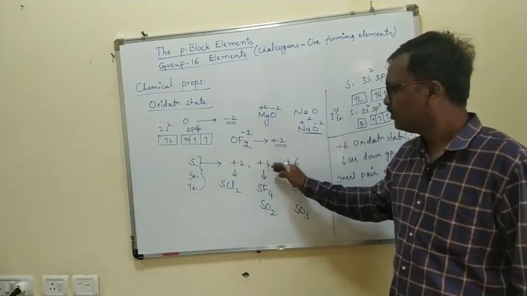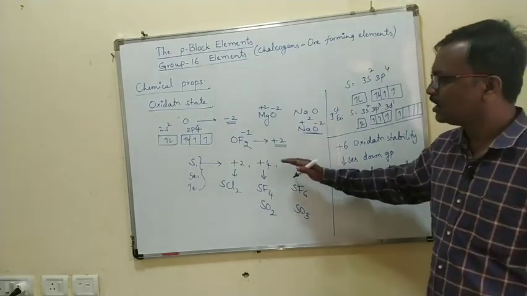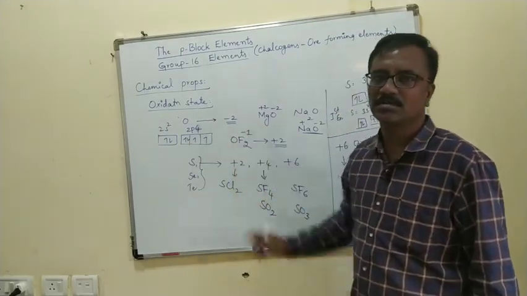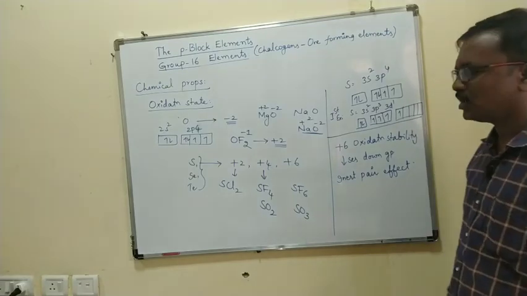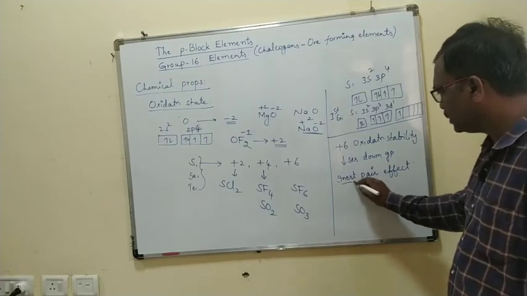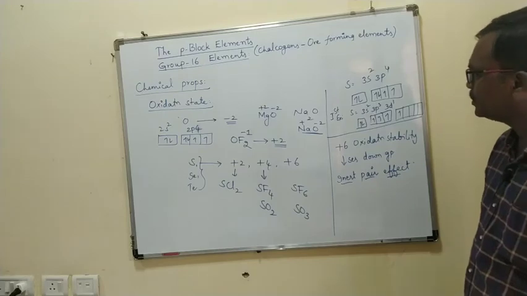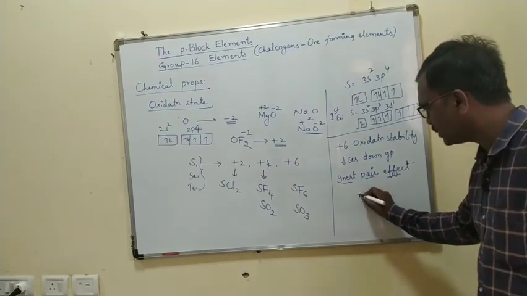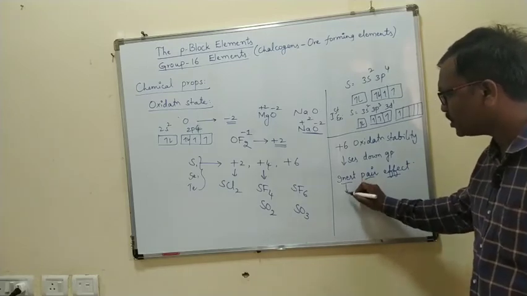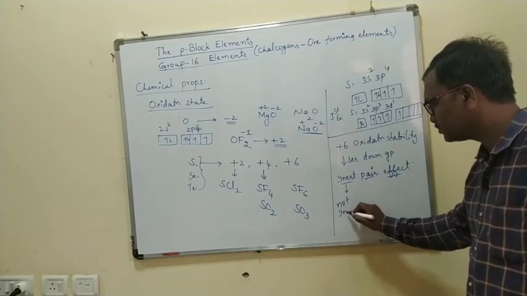Oxygen does not extend it. Oxygen never shows the +6 and +4 oxidation states, because if there is electron excitation, it does not go to 2d; there is no 2d orbital. The +6 oxidation stability decreases down the group due to the inert pair effect. What is the meaning of that? The general electronic configuration is ns2 np3. Inert means not interested to participate.